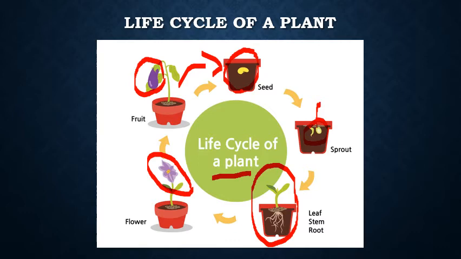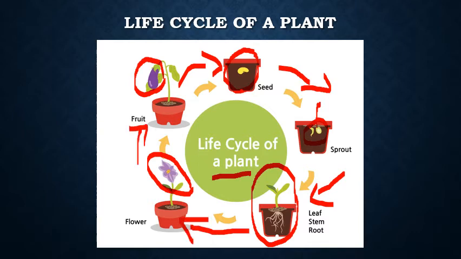The life cycle keeps going, round and round, from the seed to the fruit, and then again to the seed. From the seed it sprouts. From the sprouts, small leaf, stem and roots are formed, and then it gets flowers, and then the fruit is formed. Again, from the fruit we get the seed. This is the life cycle of a plant. This is very important. You need to understand.